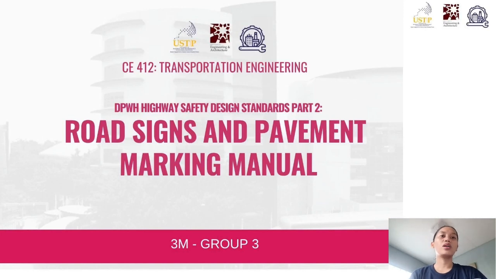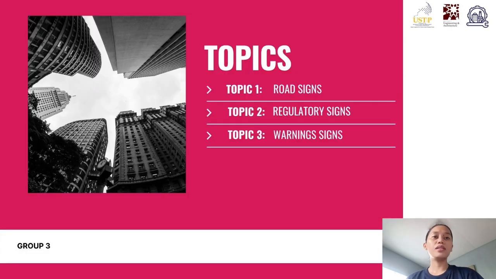Good day everyone. We are group 3 and we're going to discuss road signs and pavement marking. In this discussion, we're going to tackle 3 topics: the first is road signs, the second is regulatory signs, and the third is warning signs.